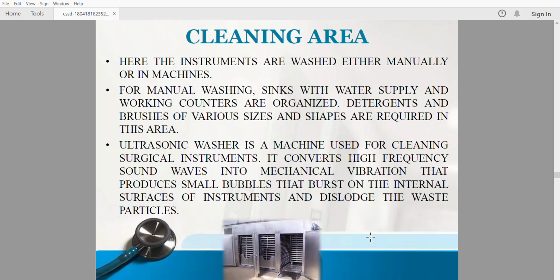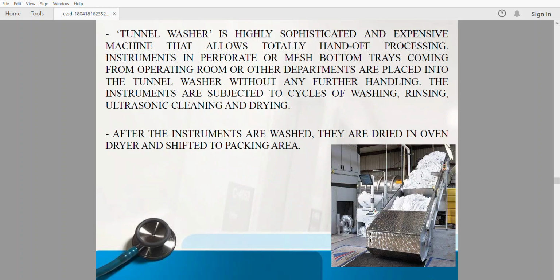Cleaning area. Here the instruments are washed either manually or through machines. For manual washing, sinks with water supply and working counters are organized with detergents. Ultrasonic washers and washing machines are used for cleaning surgical instruments. They convert high frequency sound waves into mechanical vibrations that produce small bubbles that burst on the internal surfaces of the instruments and dislodge the waste particles. The tunnel washer is a highly sophisticated and expensive machine that allows totally hands-off processing of instruments in perforated mesh-bottom trays coming from the operating room and other departments through washing, rinsing, ultrasonic cleaning and drying areas. After the instruments are washed, they are dried in oven dryers and shifted to the packing area.